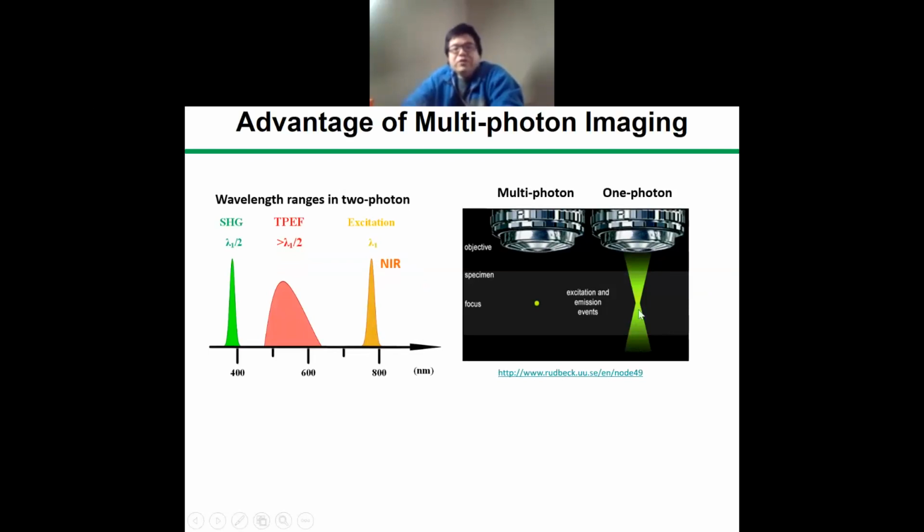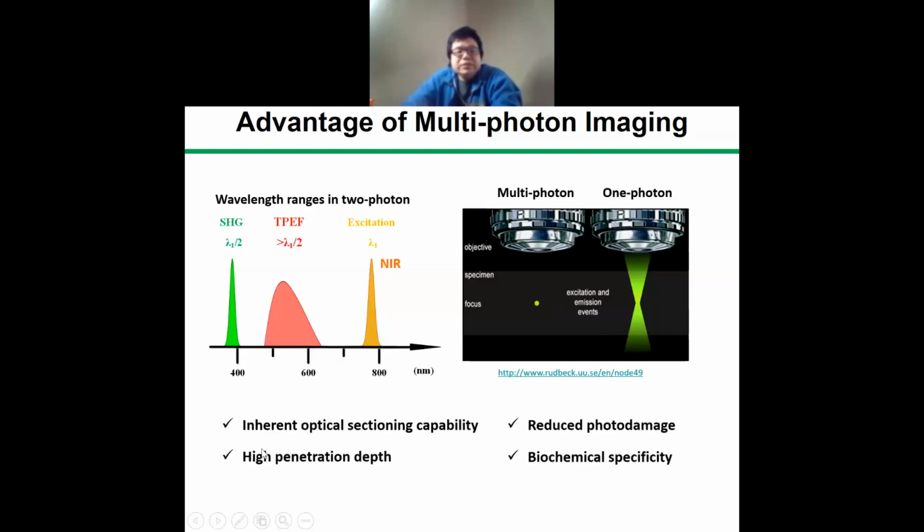Compared to one-photon excitation, multi-photon or two-photon excitation only happens with a high-end objective lens, at the focus area. With one photon, you get a lot of scattering out of focus. So multi-photon provides much better resolution and dynamic range than one-photon fluorescence confocal imaging. It has a lot of advantages: reduced photo damage, chemical specificity, and high depth penetration.